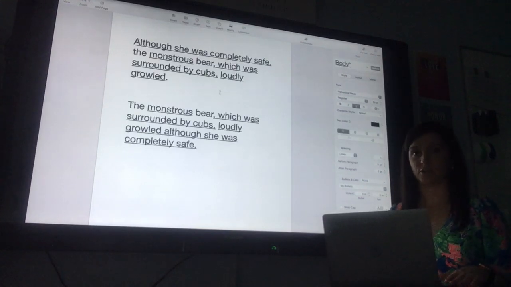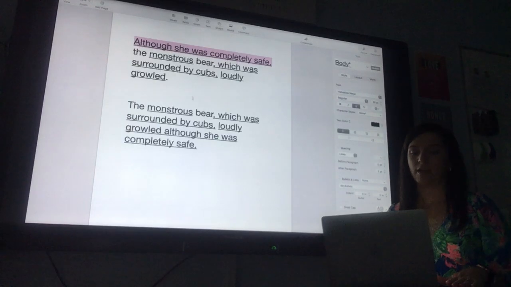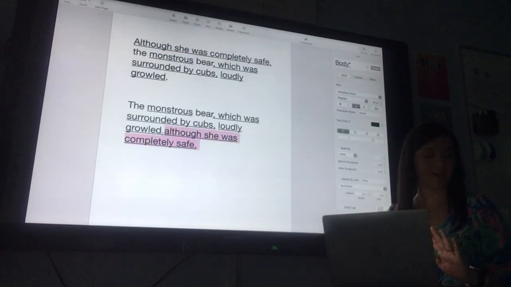So if an asia clause comes at the beginning of a sentence, it needs a comma after it. If it comes at the end of a sentence, it does not need a comma. So this is all of your dress ups.